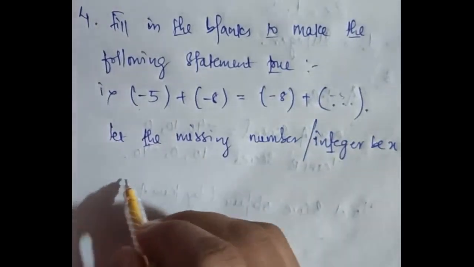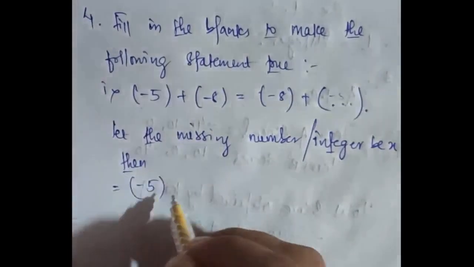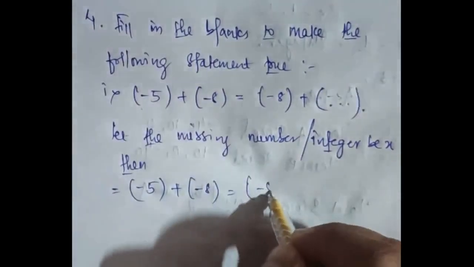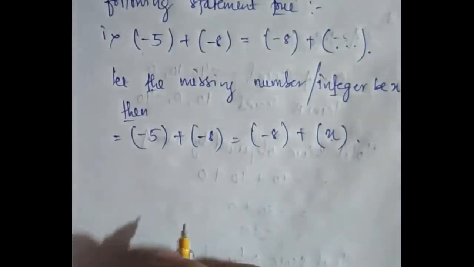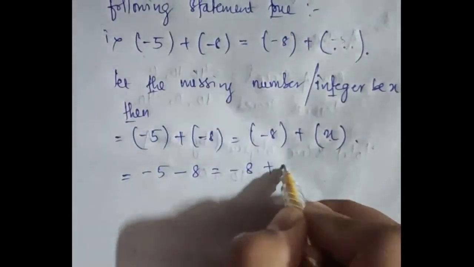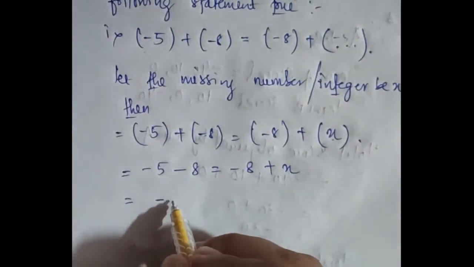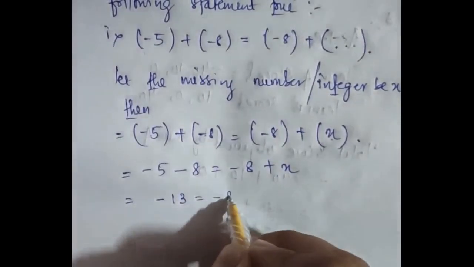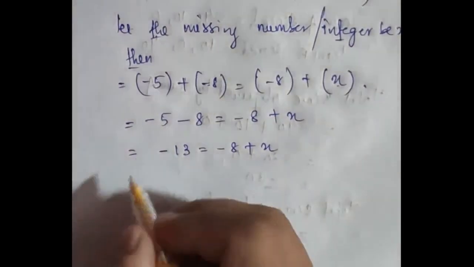Then if we are putting x, then -5 plus (-8) is equal to -8 plus x. Let us do it. -5 plus minus 8, minus is plus, so 8 plus 5 is 13. Here it is -13, which is equal to -8 plus x. Students, this is the very crucial step. Whatever steps I am going to follow now, this is the important one. So please look at this carefully.